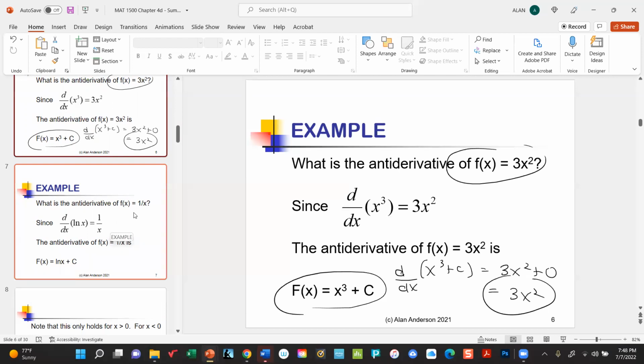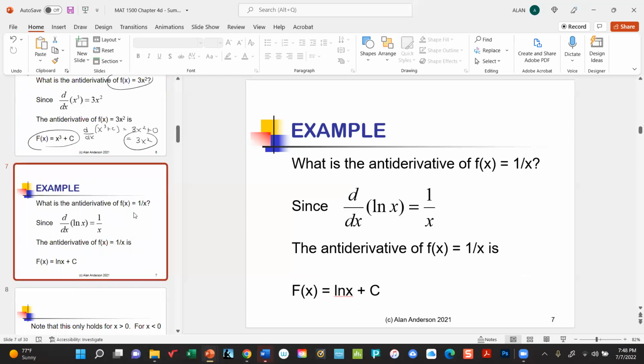Okay, so let's say we're looking for the antiderivative of 1 over x. Well, if you recall from earlier, the derivative of log x is 1 over x, and that's what we were looking for. So therefore, the antiderivative must be log x plus the constant, and that's because if I take the derivative, this is what I'll get.